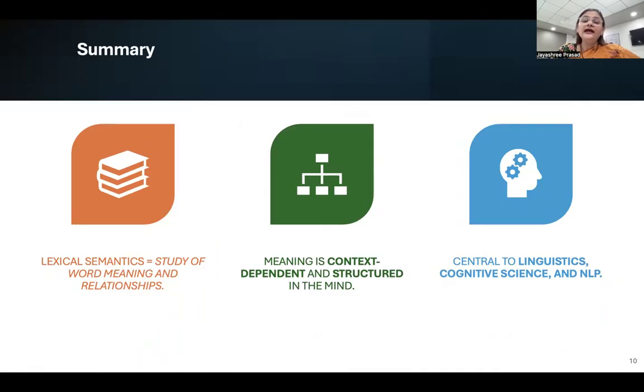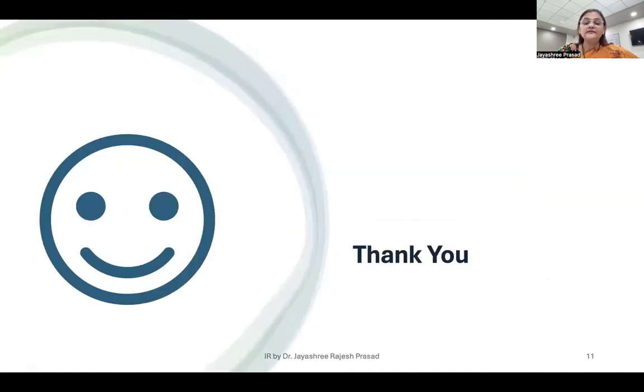To wrap up, lexical semantics is about understanding how words carry meaning and how those meanings shift with context. It shows that meaning isn't fixed, it's dynamic and interconnected. This understanding is central not just to linguistics, but also to fields like cognitive science and artificial intelligence.